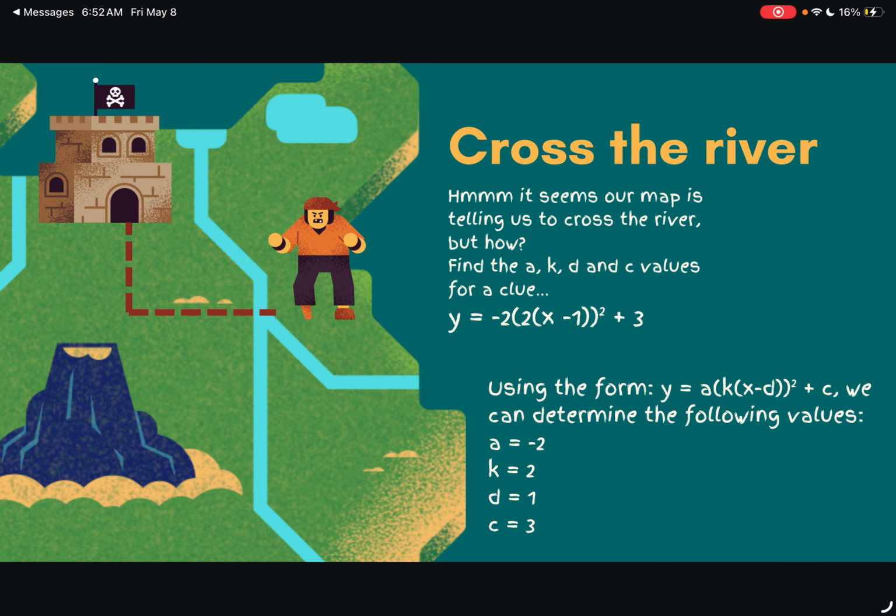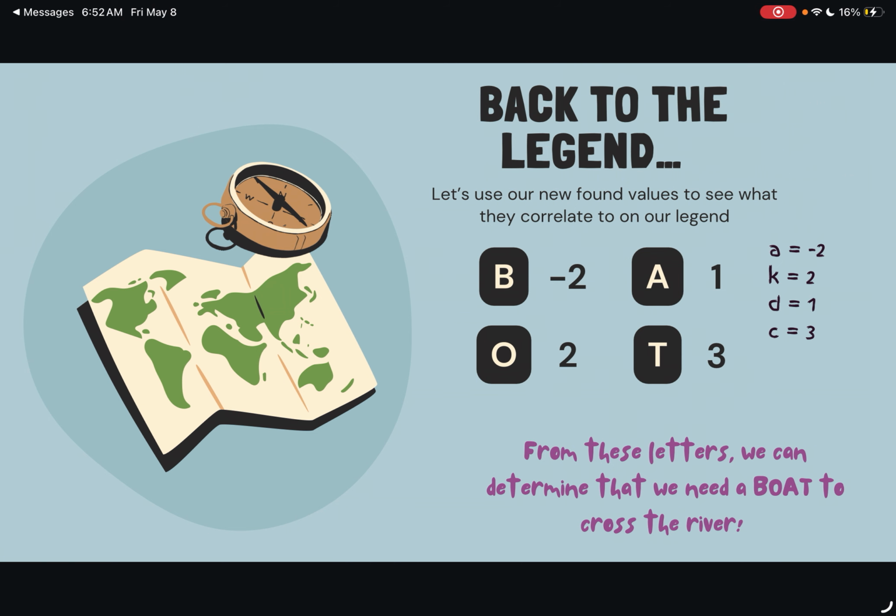Using the form y equals a(k(x - d)) squared plus c, we can determine the following values. Our amplitude is -2, our k value is 2, our phase shift is 1, and our equation of axis is 3. Let's use our newfound values to see what they correlate to on our legend. From these letters, we can determine that we need a boat to cross the river.